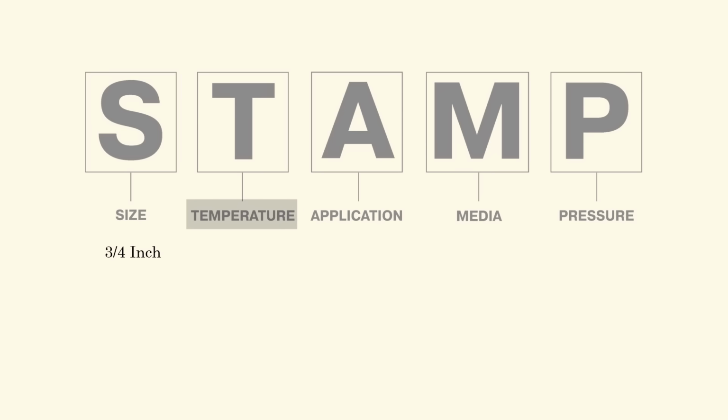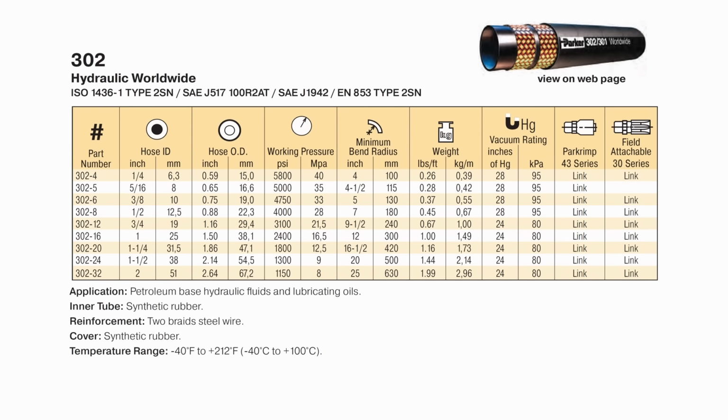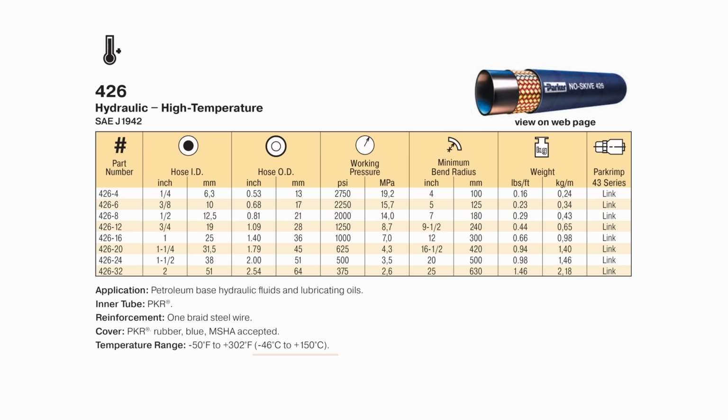Next is temperature. For our application, the ambient temperature in the factory environment is around 45 to 50 degrees Celsius. And in a hydraulic press, the oil temperature can reach around 70 degrees Celsius. However, most standard hydraulic hoses are designed to operate from minus 40 degrees Celsius to 100 degrees Celsius. Otherwise, for higher temperature, there are series which can take up to 150 degrees Celsius.